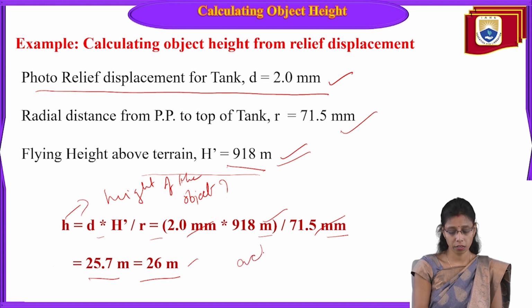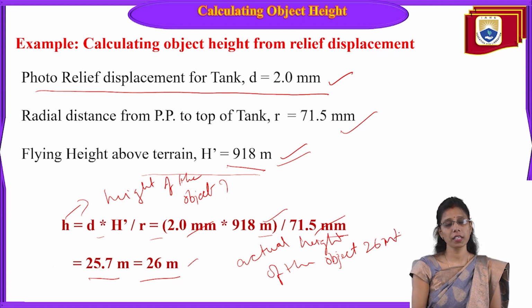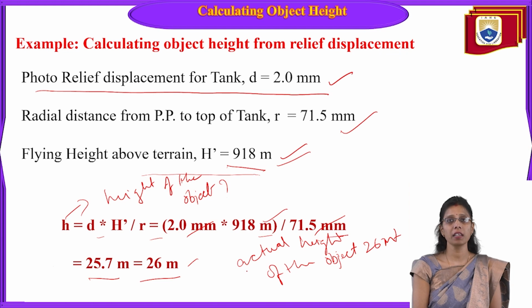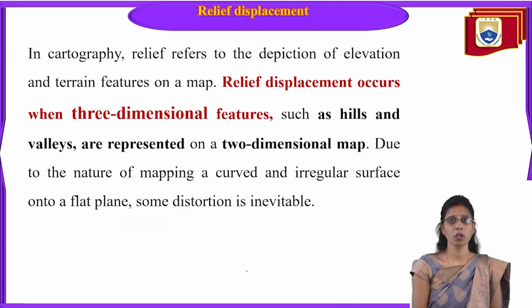So the actual height of the object is 26 meters. This is one example of how we can measure with the help of relief displacement. It's a single photo method. So if you have an aerial photo with relief displacement, in a vertical photo we can't measure otherwise. This is with a single photo. If you find any object is displaced, then only we are able to measure the height of the objects. So I hope you understood the example.